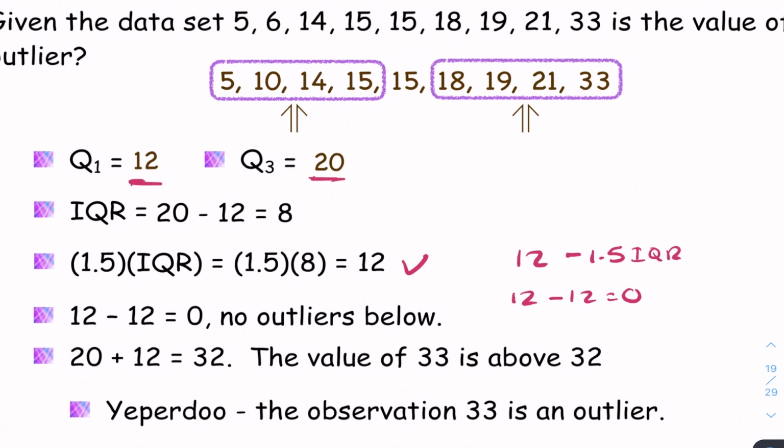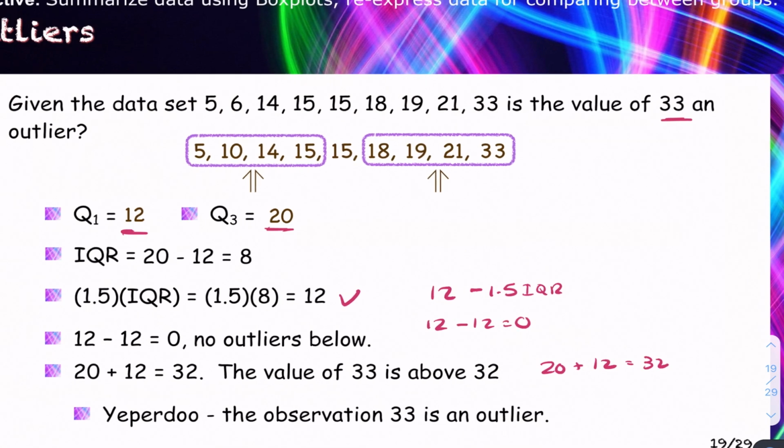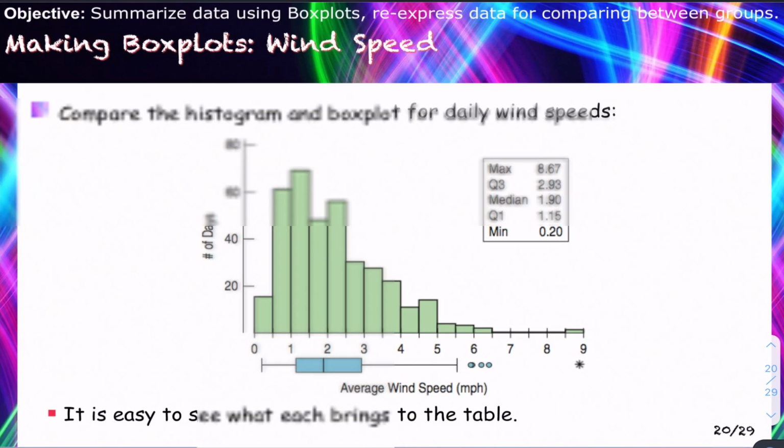And then to look at the upper fence, we would take 20 plus 12, which was our 1.5 IQR, and we get 32. And we can clearly see that 33 is above the value 32. So to answer the question, is 33 an outlier? Yep, it is. This observation is clearly above our value.